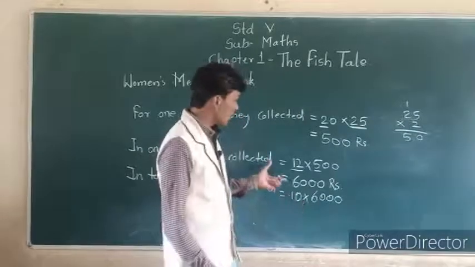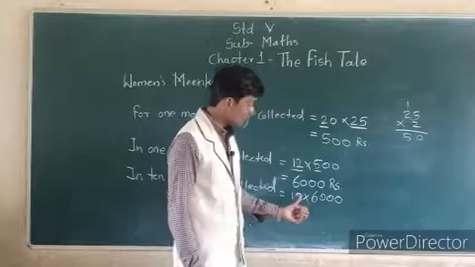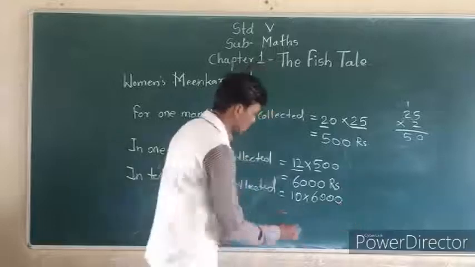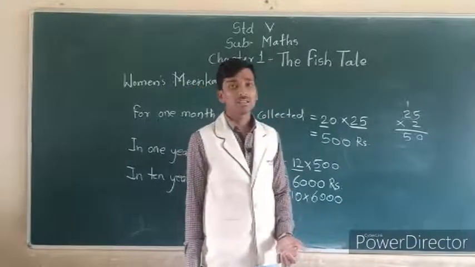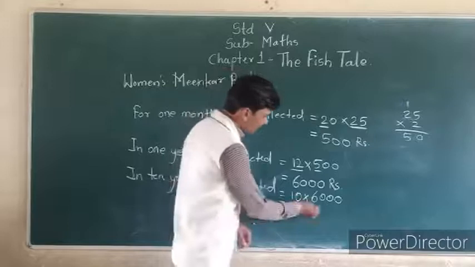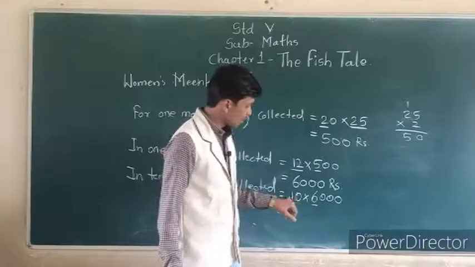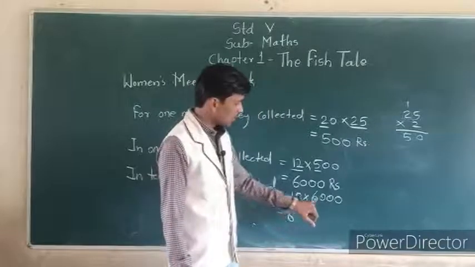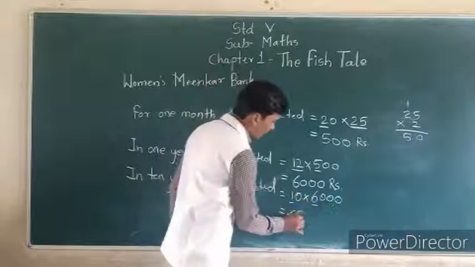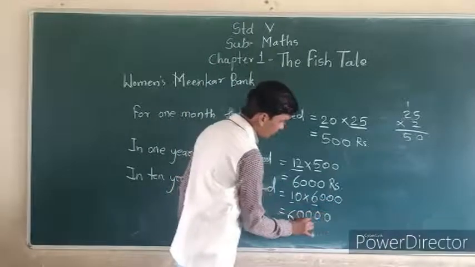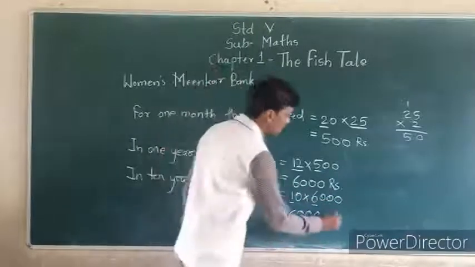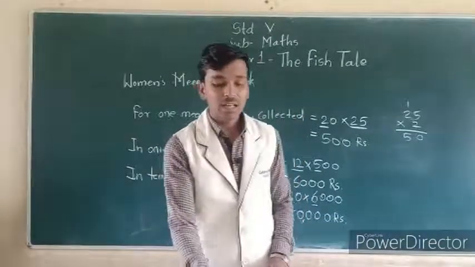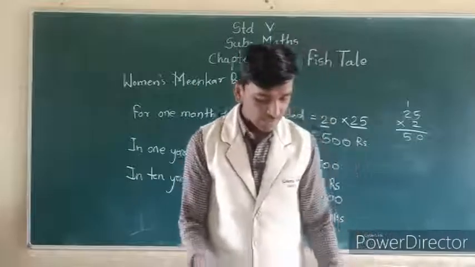In 10 years, for 1 year they can collect 6,000, and we can find for 10 years. So you can multiply 10 multiplied by 6,000. So do this multiplication, then you will get answer. See, only you can multiply these two numbers, 1 and 6. 1 6 or 6 1s are 6. How many zeros are there? 1 2 3 4. Write this 1 2 3 4, means 60,000 rupees they can collect in 10 years. Okay.